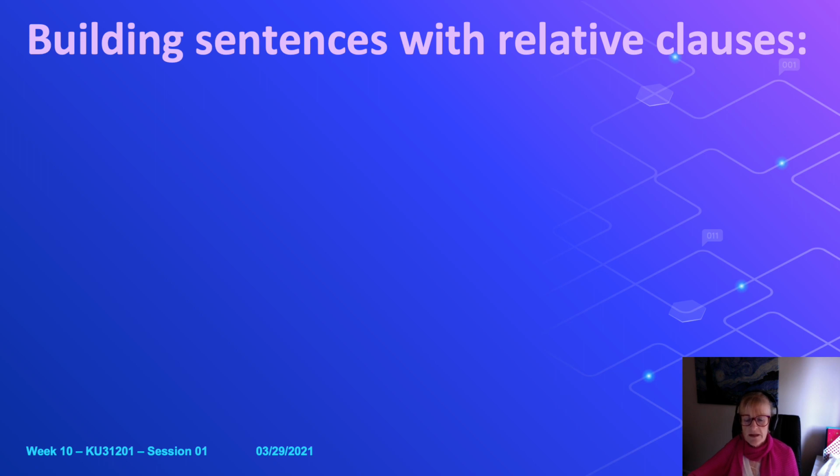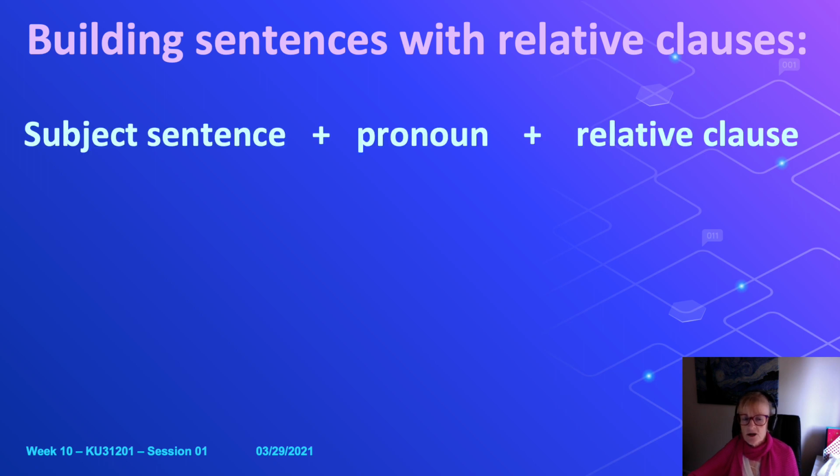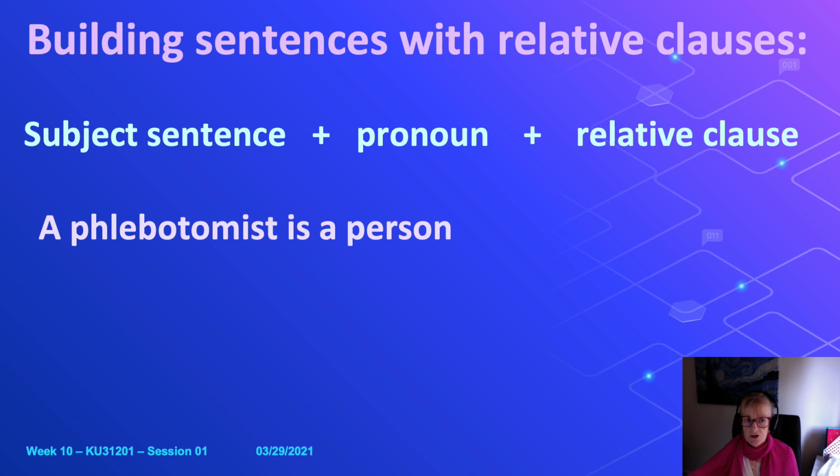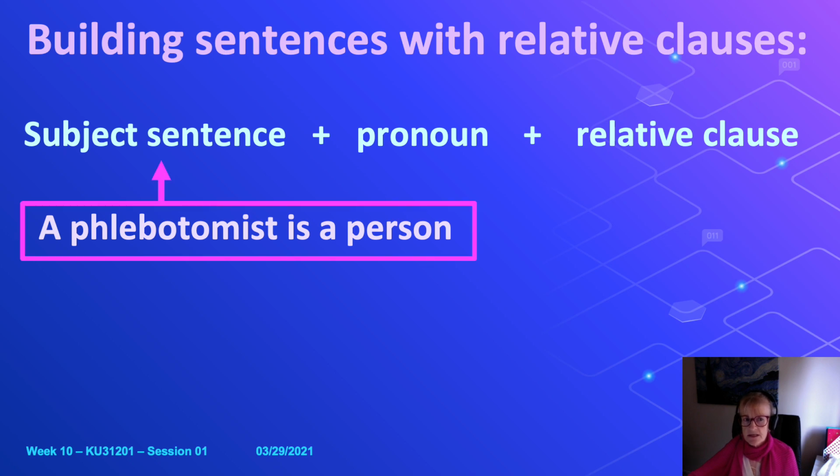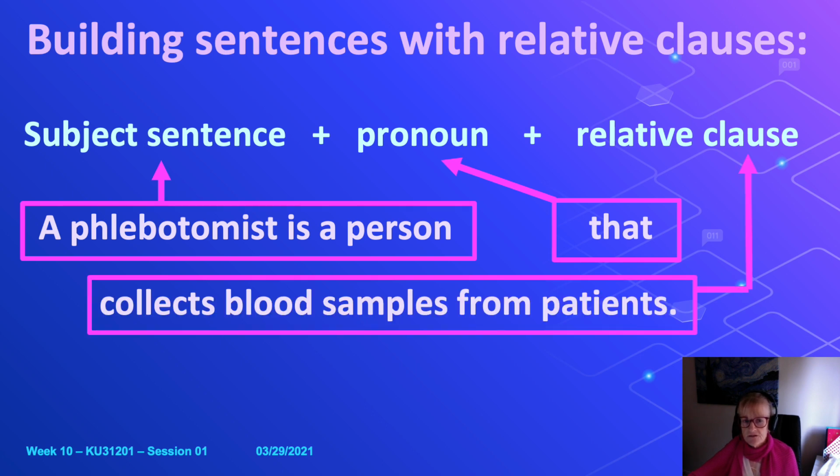And we could have a look at that same sentence again, this time using our other pronoun choice. So our subject sentence is, a phlebotomist is a person. This time we're going to use the pronoun that, then add our relative clause, collects blood samples from patients. A phlebotomist is a person that collects blood samples from patients. So this time we have used the pronoun that to join the relative clause to the sentence.